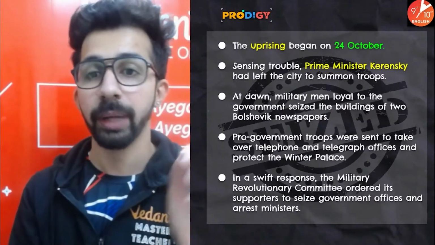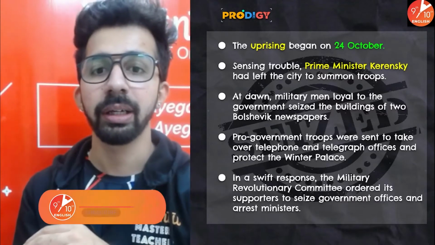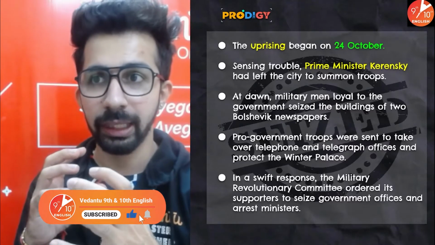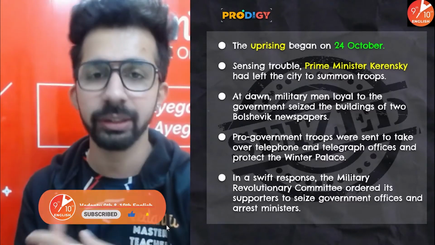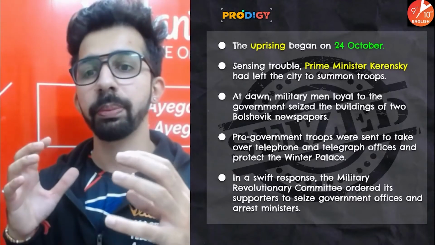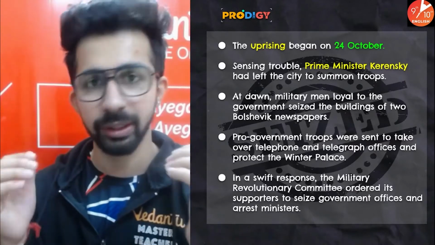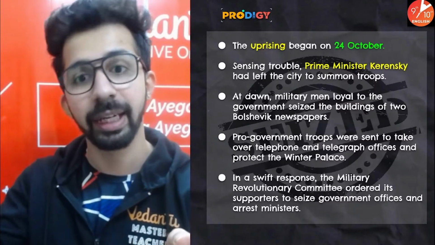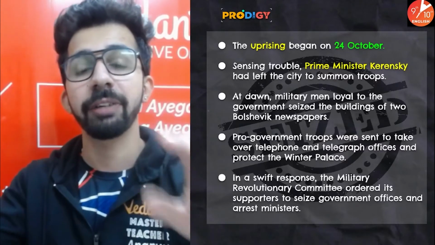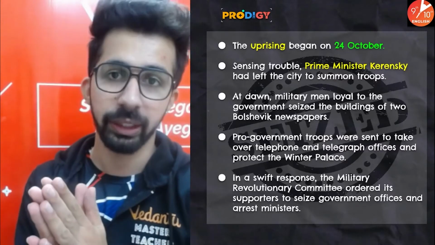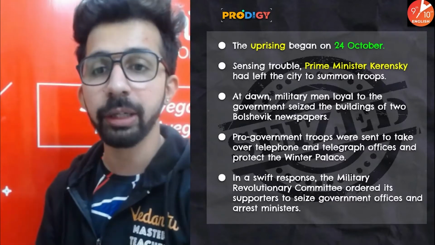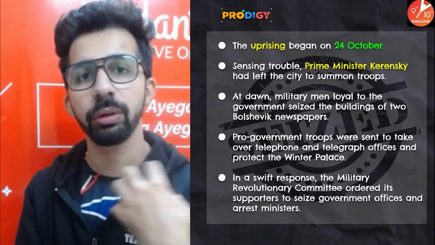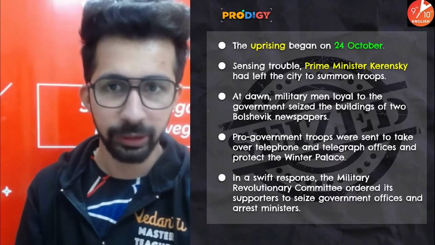Now Prime Minister Kerensky at that time already sensed that something was going to happen. So sensing this trouble, Kerensky left the city with his troops, and at dawn, military men who were loyal to Kerensky, that is the government, started seizing different buildings of the Bolsheviks. Seized means to surround it from all sides, two Bolshevik newspapers.